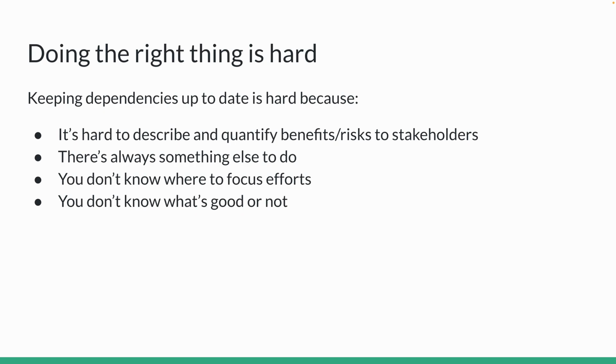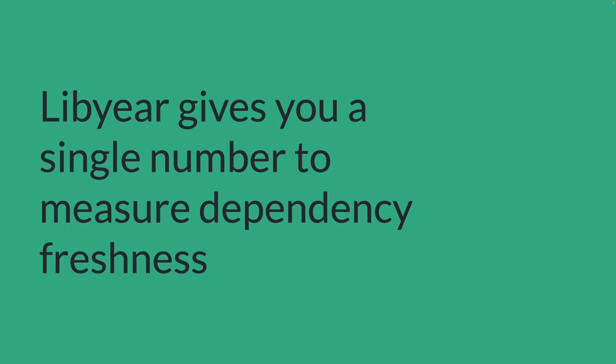Libyear doesn't solve all of these, but it does help make some of these conversations simpler. And it makes it a little bit easier to establish a process, I found anyway. So what is it? It's not very complex. It really just gives you a single number for measuring dependency freshness. You basically take the number of years between the release that you're on of every library and the latest release, and you add them all up. And it gives you a number, right?